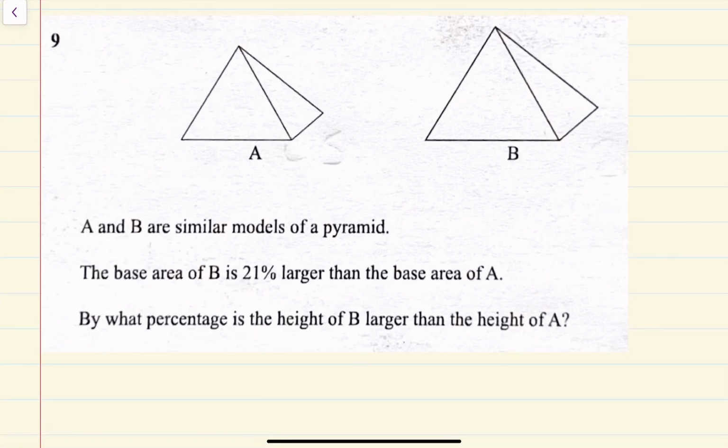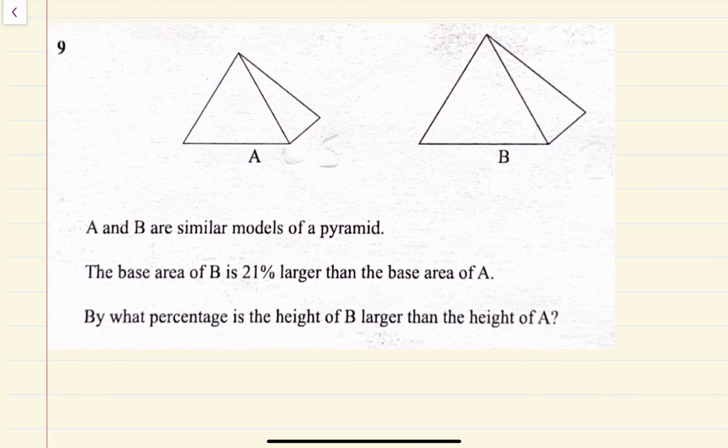This is a similar shape question. This would be for GCSE M8. The question says A and B are similar models of pyramid. The base of area B is 21% larger than the base of area A. By what percentage is the height of B larger than the height of A?